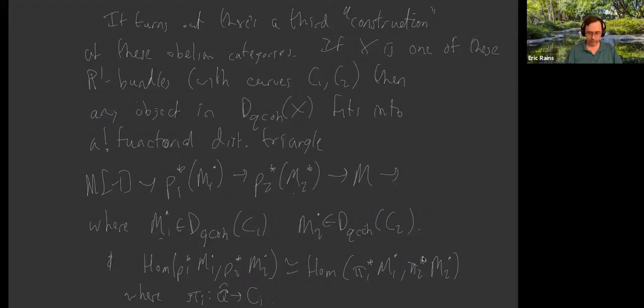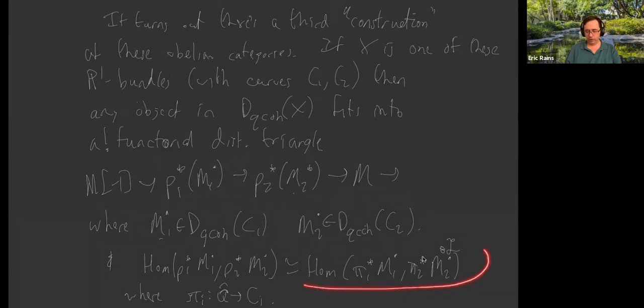Okay, so the upshot is that we get a description of objects in our category in terms of an object on C1, an object on C2, and a map on the common double cover. So just the input data. Oh, and sorry, there's also a line bundle in the picture because these are twisted operators. So there's a line bundle. But so far, so good.